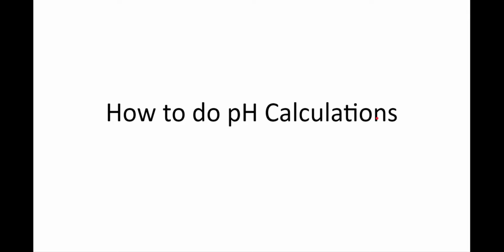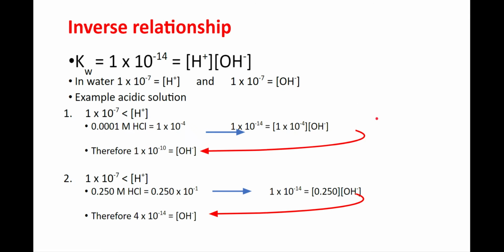Okay, I'm going to try and do a screencast presentation on how to do pH calculations for acids and bases. The other day we noticed that the concentration of acid times the concentration of base, the product of these two values, is always equal to 1 times 10 to the minus 14th. That is called Kw, or the water ionization constant.